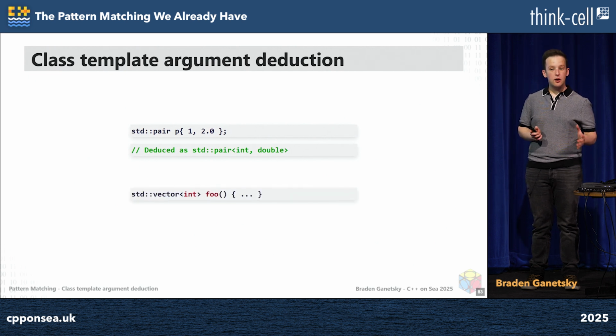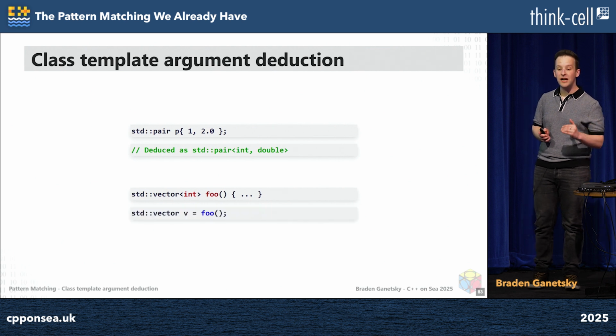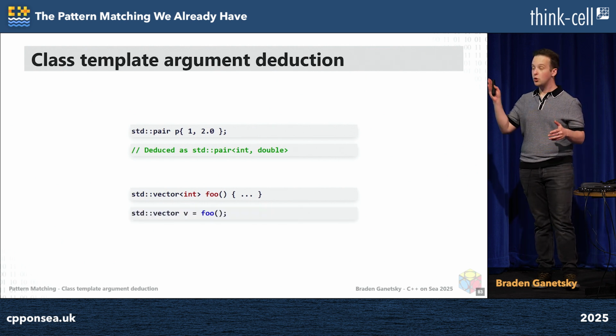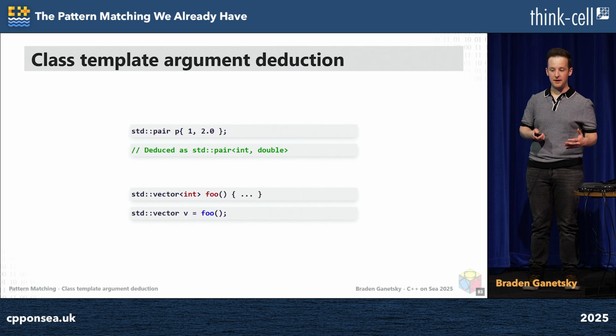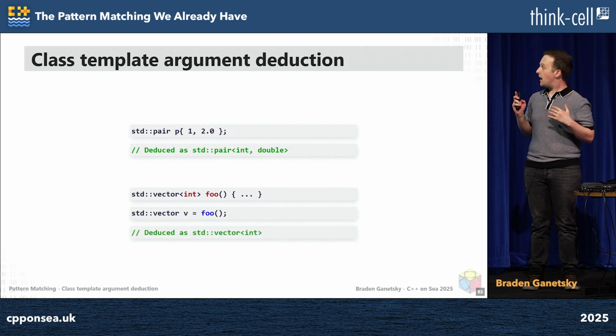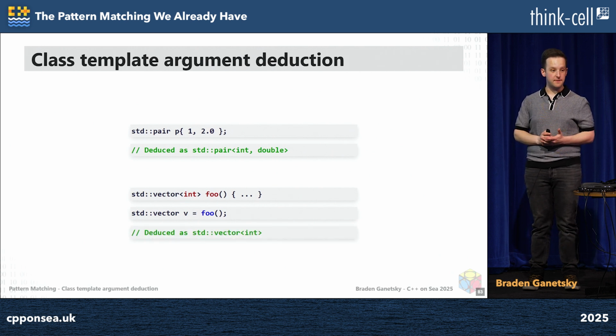Similarly, here we have a function. This function returns a vector of int. And now I want to create a vector, v is equal to calling this function. std::vector is not a type. It's a placeholder. This is a class template. So we need to deduce what this type is. We deduce this as std::vector of int.